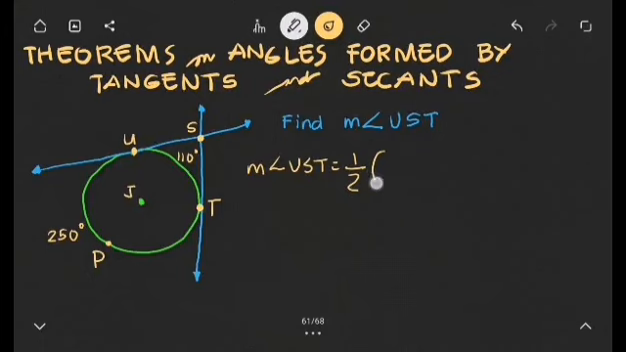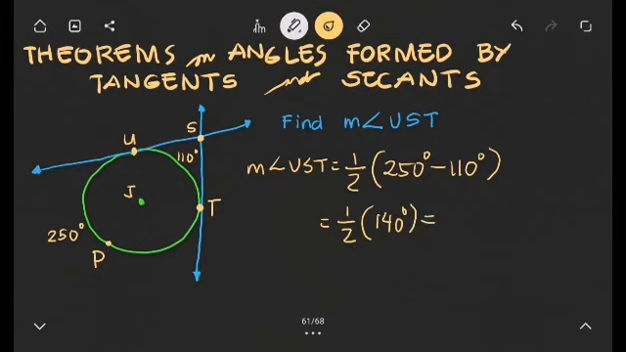So 1/2 positive difference nung 250 degrees and yung 110 degrees. Okay, simplify natin yung mga number na nasa loob ng parenthesis. So 250 minus 110, so we have 140 degrees. So kalahati ng 140 degrees is 70 degrees. Okay, so ito yung sukat nung angle UST.